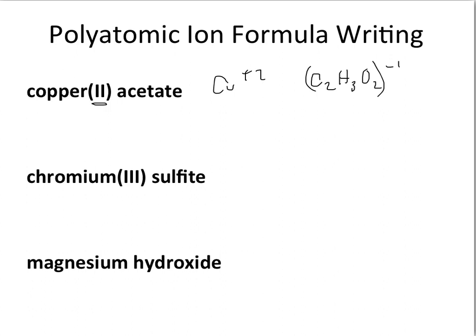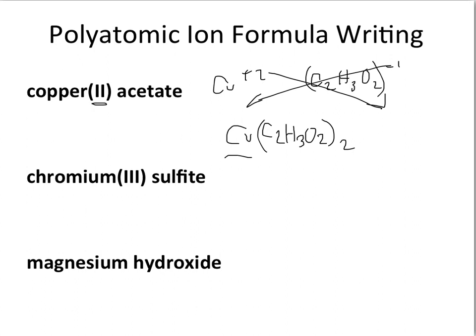So what I'm going to do is cross down. So Cu, 1, (C2H3O2), 2. This is the way I would write this. This makes sense. Why? Because this copper has a +2 charge. Each one of these acetate ions has a -1 charge, so I need 2 of those in order to balance the +2 that's here.